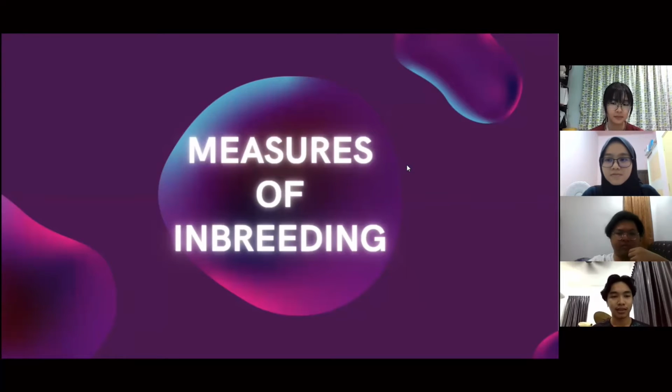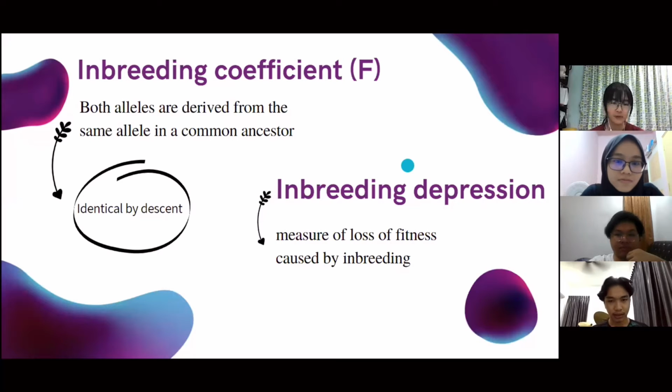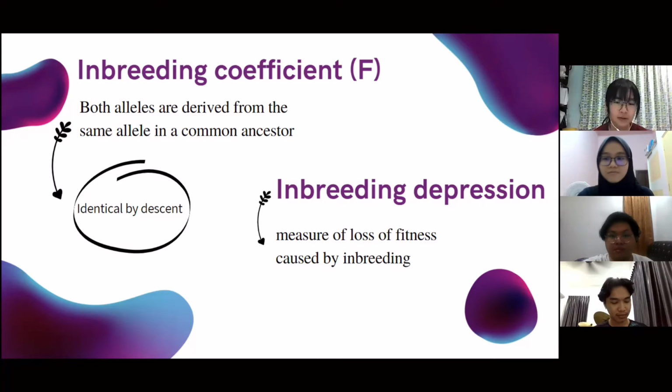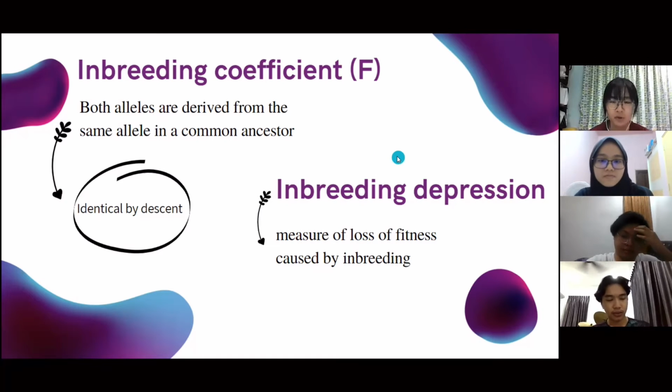So how do we measure inbreeding? It is the inbreeding coefficient, expressed with the letter F. In the coefficient, two identical alleles that are both derived from a common ancestor are said to be identical by descent. The probability of identical alleles matters if the allele affects fitness, and this causes inbreeding depression, which is the measure of loss of fitness caused by inbreeding, because normally inbred populations have a lower mean fitness.